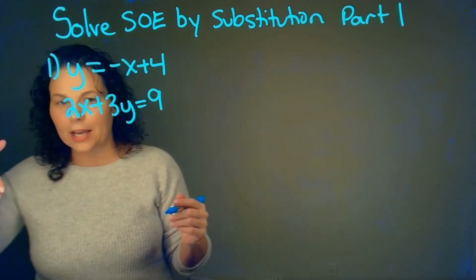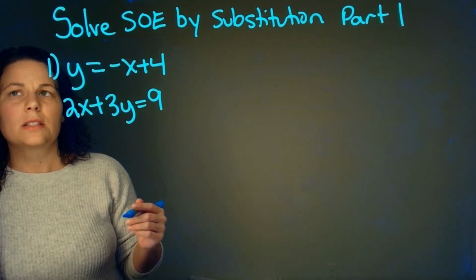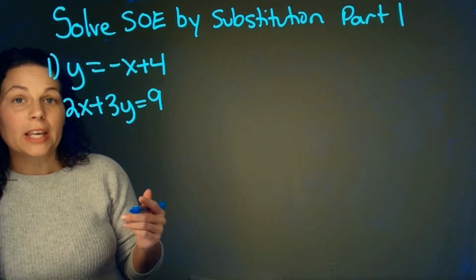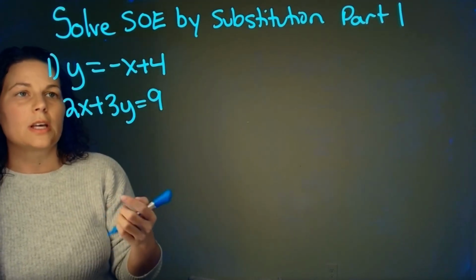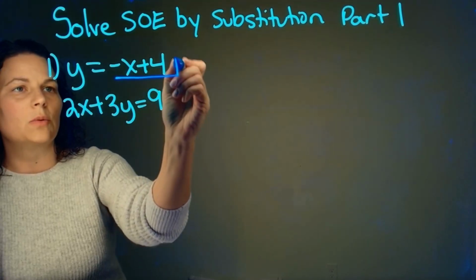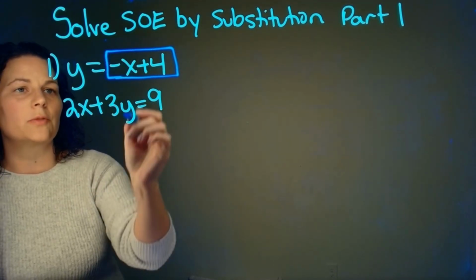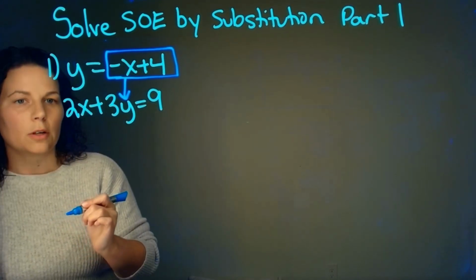Now think back to when you were learning how to simplify expressions and you had to plug in a variable for x equals 5. That's what substitution is. But instead of plugging in like y equals 3, we're going to plug in y equals negative x plus 4, and we're going to do it into the other equation. Make sure you plug it into the other equation.